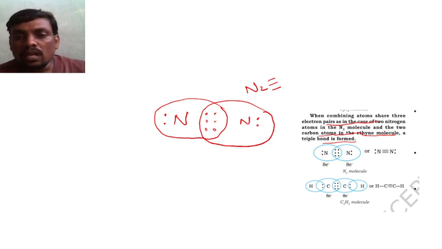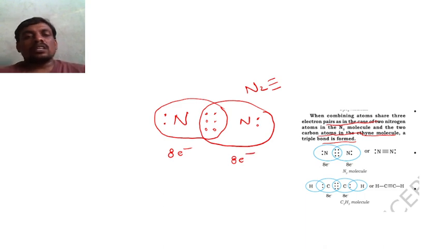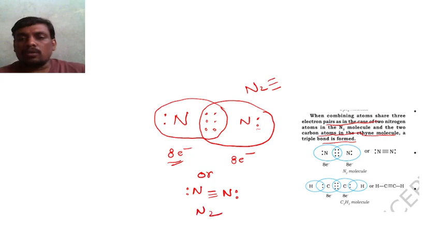Each atom is seen with 8 electrons here: 2 plus 6, 8 electrons. Here also 2 plus 6. This is one pair of electrons, this is a second pair, and a third pair, and nitrogen has 2 inner shell electrons. Inner shell electrons do not play any role in the bond formation. So finally, this can also be represented as nitrogen with a triple bond, the N2 molecule. Got my point? So everybody understood what a triple bond formation is.